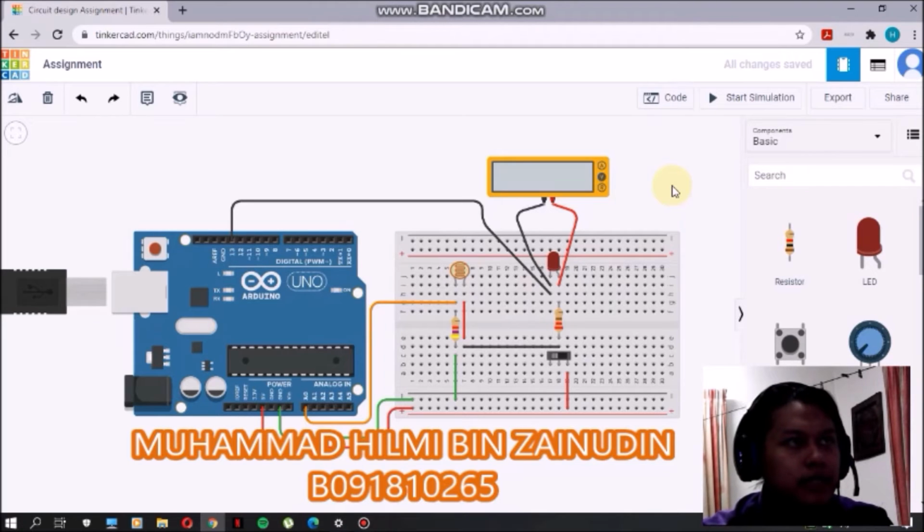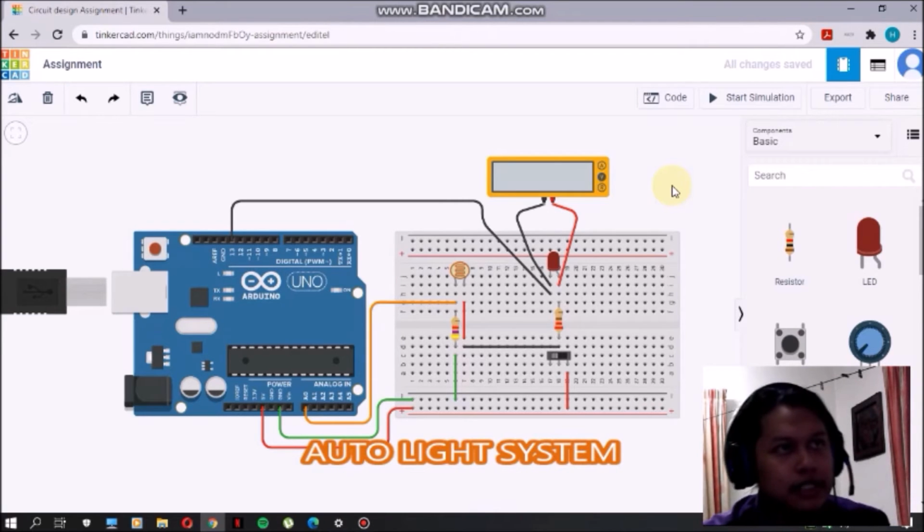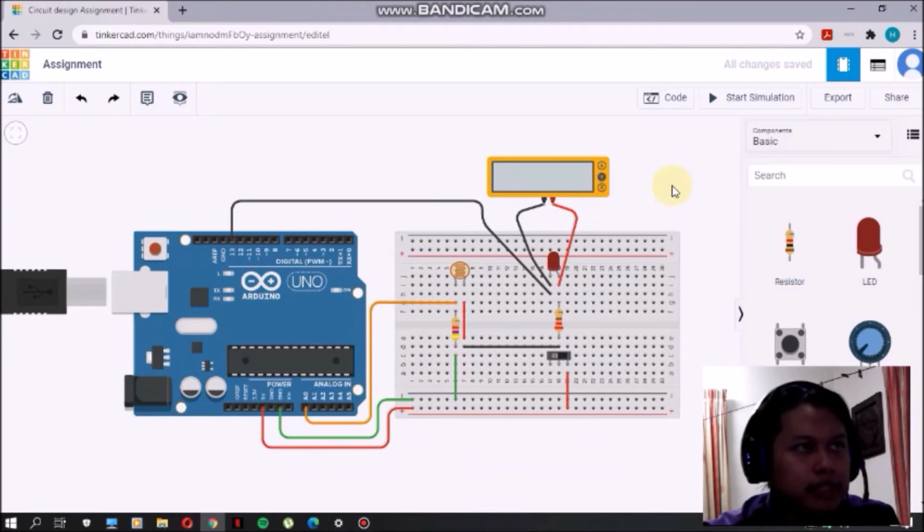In this video I will present how the circuit diagram is built and explain the coding involved in this project. Our project is about an auto light system in a vehicle, and the components that we use in the circuit are as explained by my teammates.